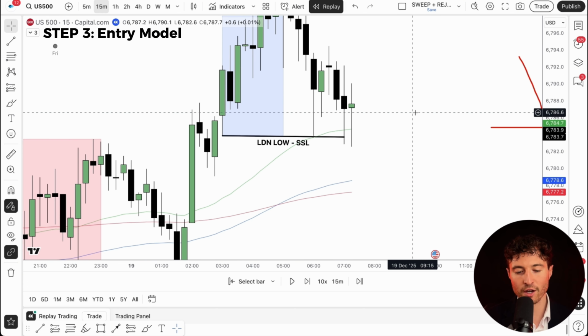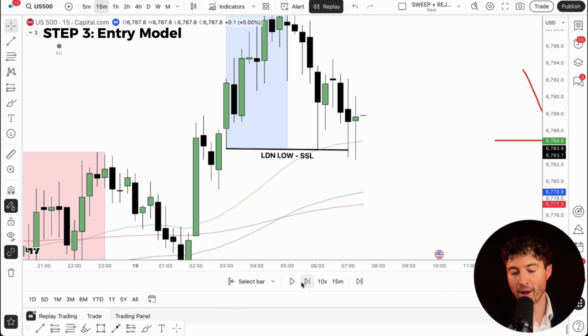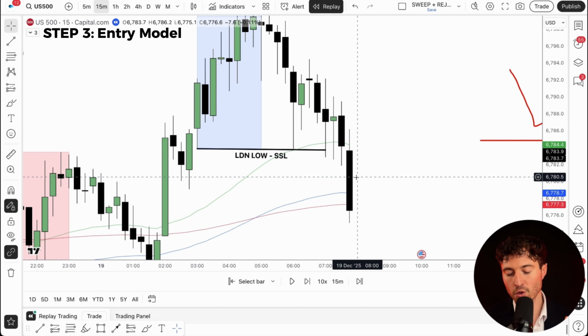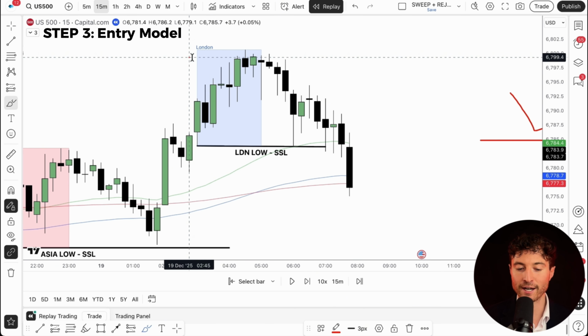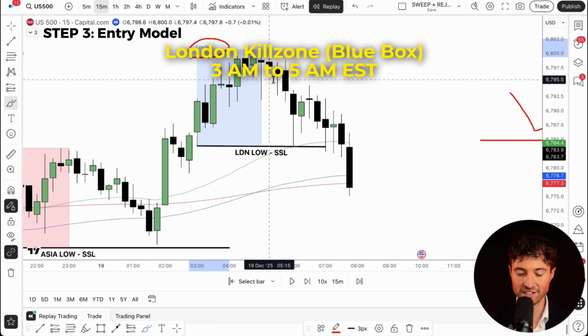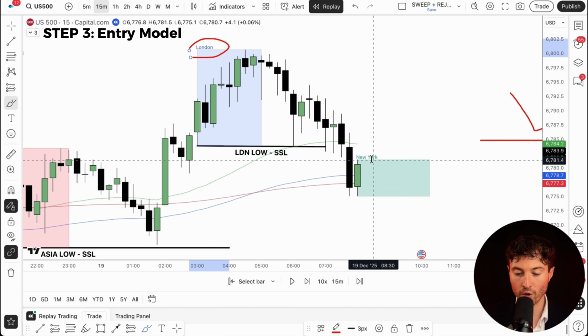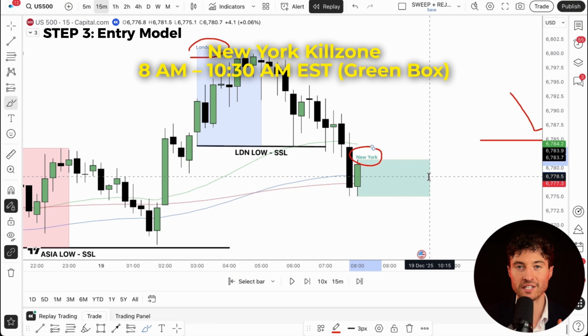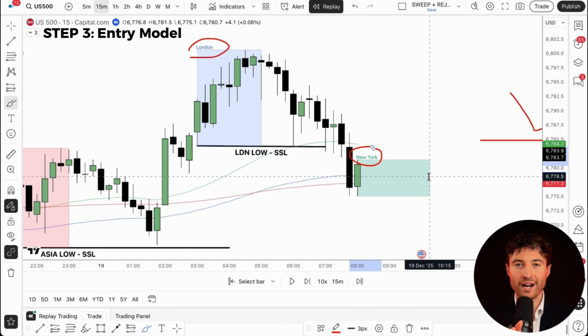Once you've seen a run of sell side liquidity, you're preparing yourself to get long in this market, but you need to wait for a kill zone, right? So you need to wait for either you're executing in London between 3 and 5 a.m. Eastern, or you're executing in New York between 8 and 10:30 a.m. Eastern. You're not going to be taking any trades outside of these windows. Not only do we use kill zones for liquidity, identifying buy side and sell side liquidity, we also use them for executions, knowing when you should be entering into the market, and this will drastically improve your win rate.